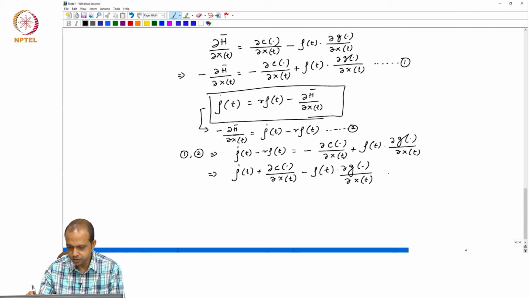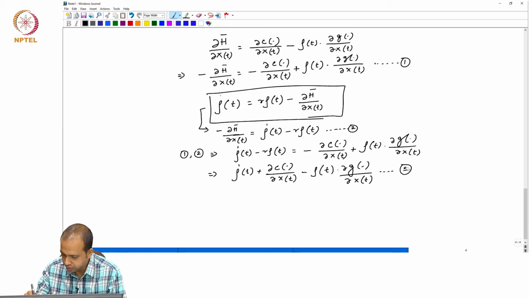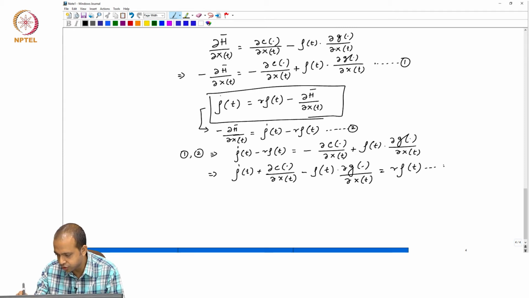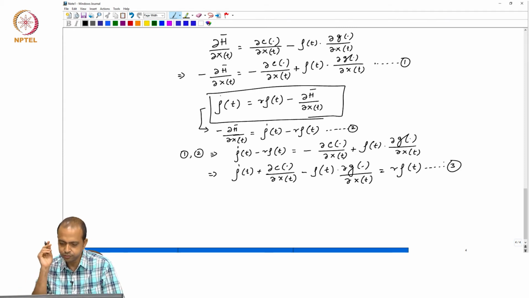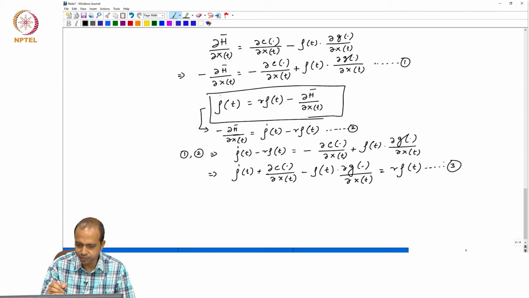So, let us say we are calling this equation 3. Sorry, this then would become equals to r into rho t. This is equation 3. Now, we need to interpret this equation 3. Okay, so let me check whether we did everything correctly.